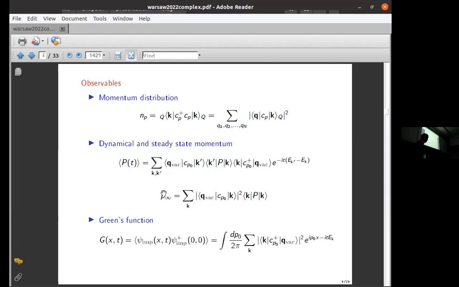Even more, we can address the asymptotic value of the momentum, whether it's zero or not. And finally, we can consider the case when the impurity is injected at some t zero and x zero, and then taken out at some t and x. And what is the correlation function for this process?